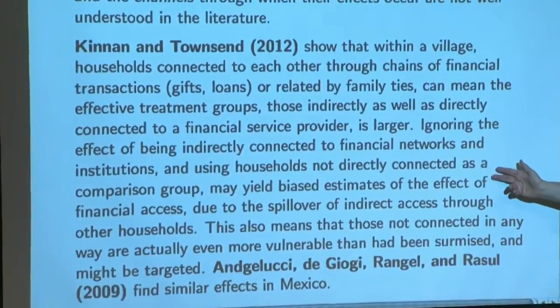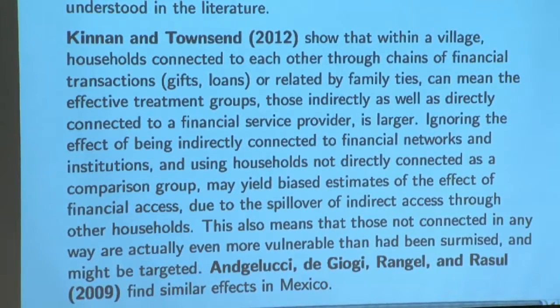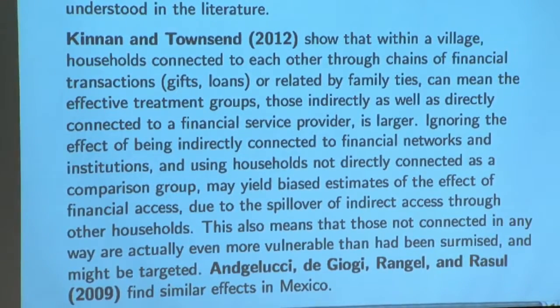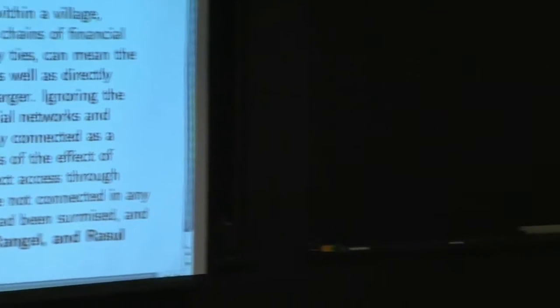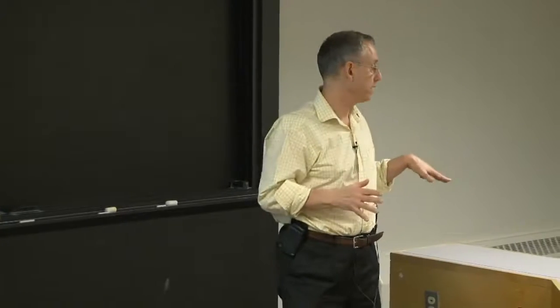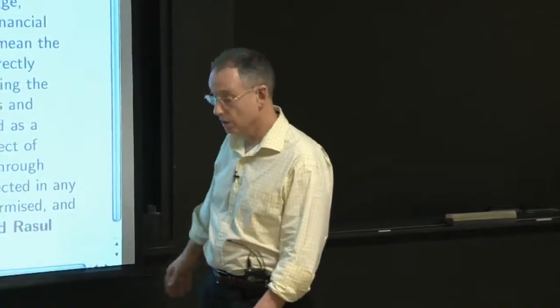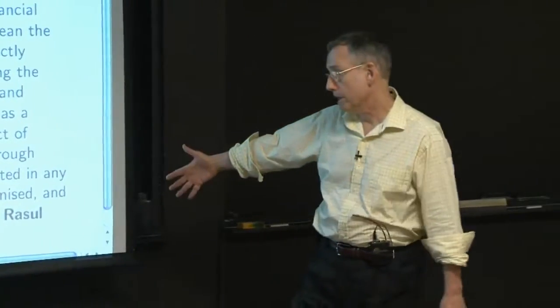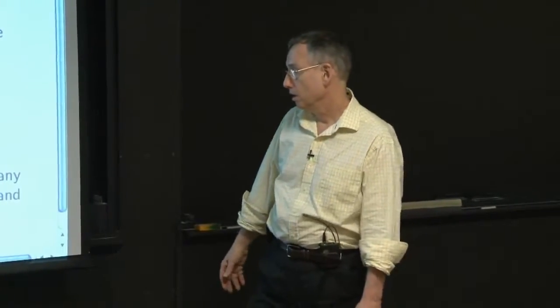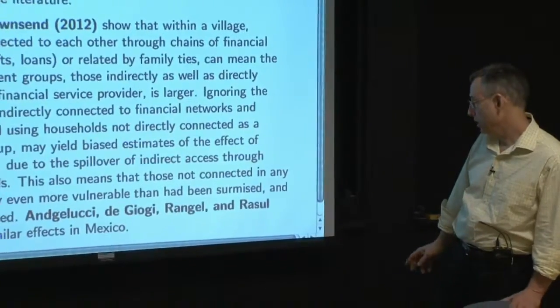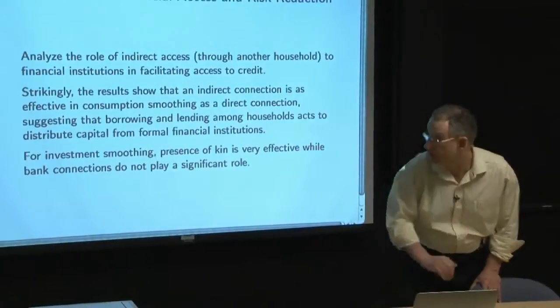There's a flip side to that: we've been mismeasuring the control group. The control group was an average of people who were previously indirectly connected or not connected at all. And when we separate that out, we have the not connected at all people. And it turns out they're actually the most vulnerable. So their vulnerability was being concealed. And there's some work in Mexico that is very, very similar in spirit. The data is a bit different, so the details are a bit different. Andalucci and his Rangel, Sul, and so on.